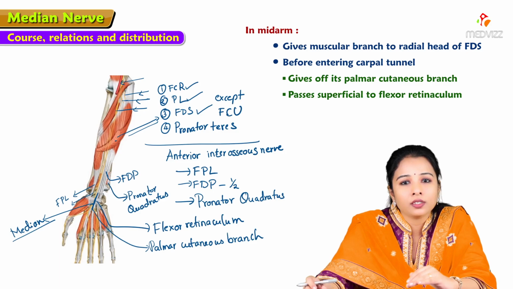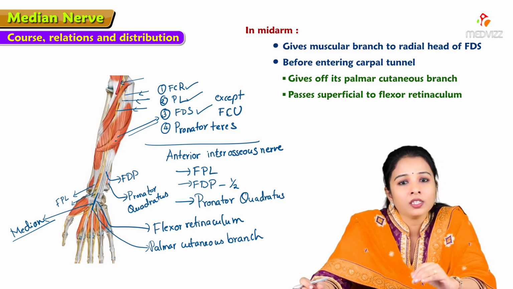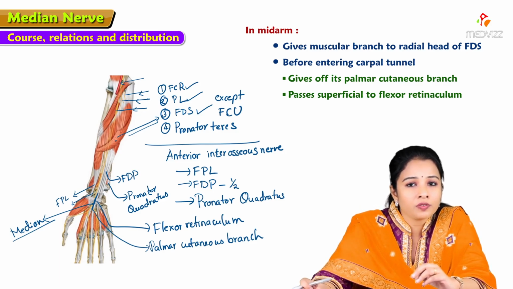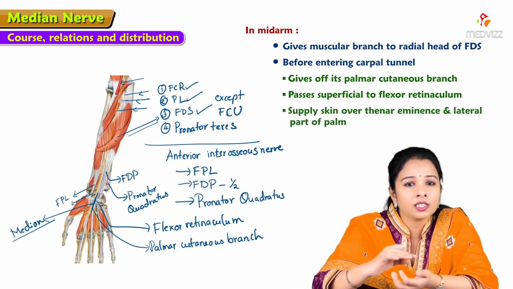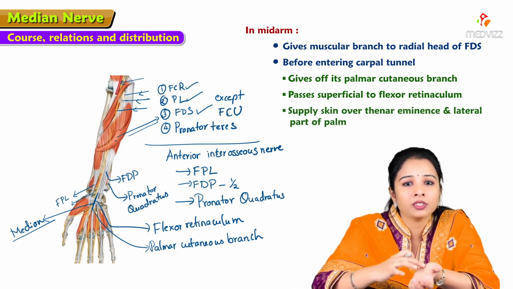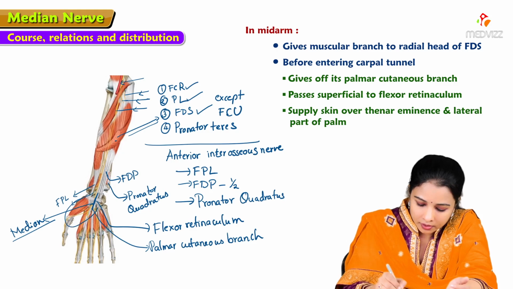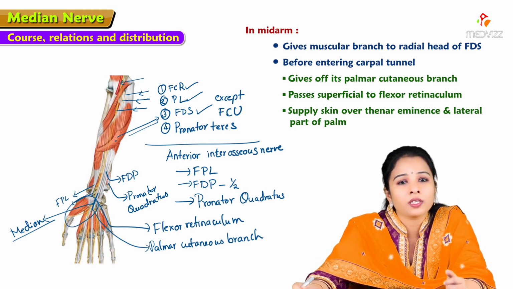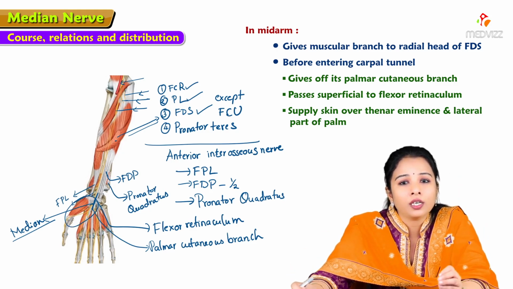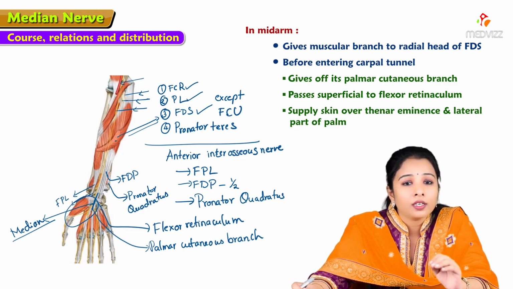So it gives off palmar cutaneous branch which passes superficial to the flexor retinaculum to supply the skin over the thenar eminence, means in front of the thumb, this area. So it supplies the skin over the thenar eminence, and it also supplies the lateral part of the palm.